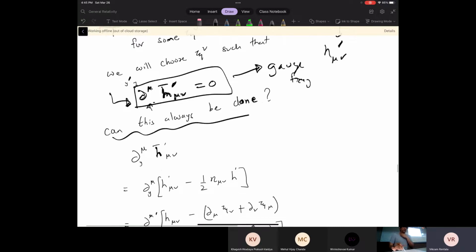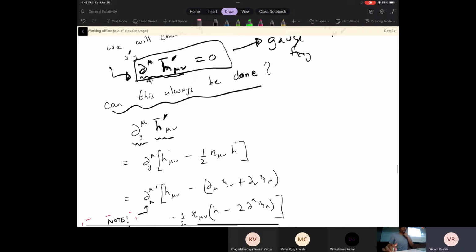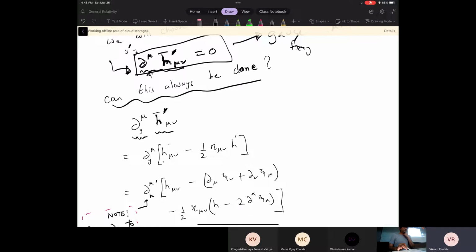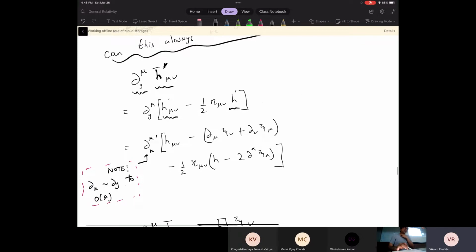So first I'll show that this can always be done. Let's write out this operator. It's the derivative with respect to y of h bar mu nu in the y coordinate system. This is the changed h bar mu nu in the y coordinate system. So we'll write this h bar mu nu in terms of h mu nu in the y coordinate system, which is just this. And now we'll switch to the x coordinate system.